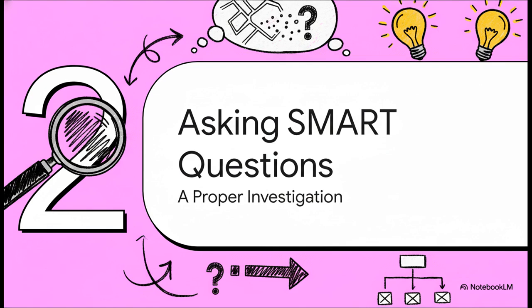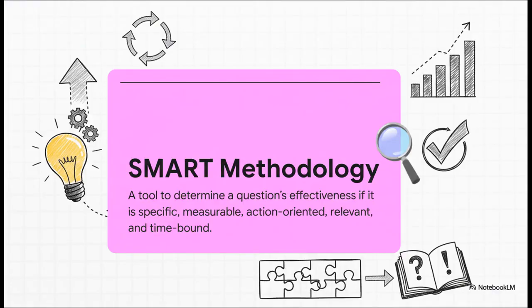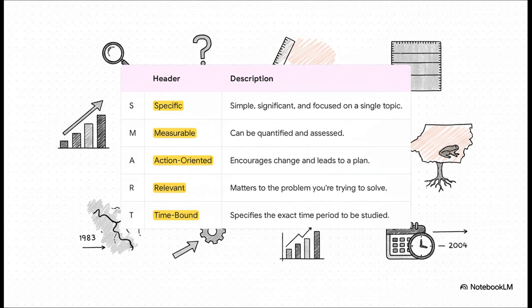Okay, so once you know the type of problem you're dealing with, the real investigation can start. And what's the number one tool for any good data investigator? It's all about asking incredibly effective questions. And the absolute gold standard for this is something called the SMART methodology. It's a really simple but honestly super powerful framework that makes sure your questions aren't just kind of good, but that they will actually lead you to a useful, data-backed answer. Let's break this down real quick.